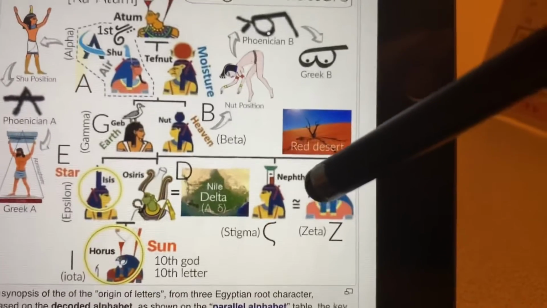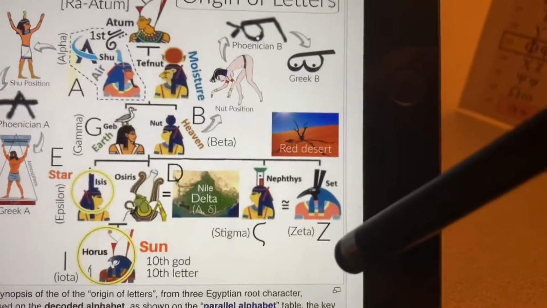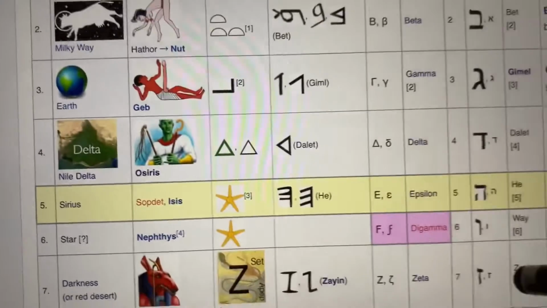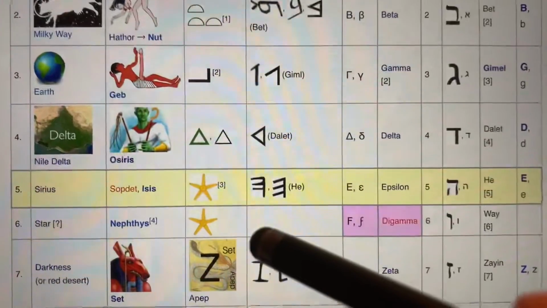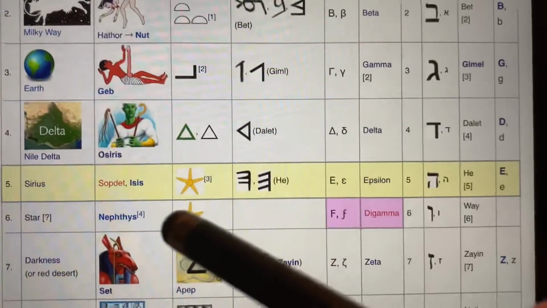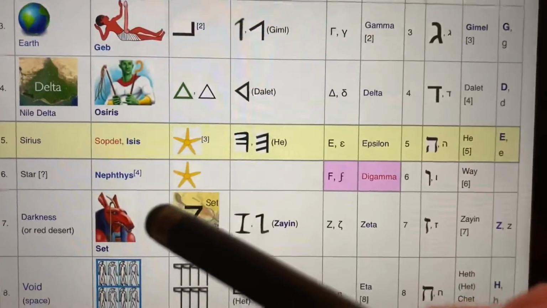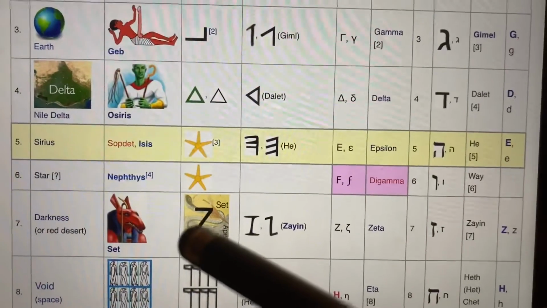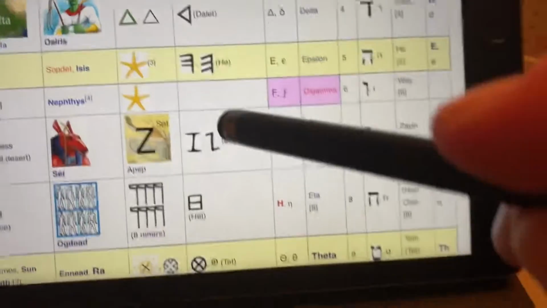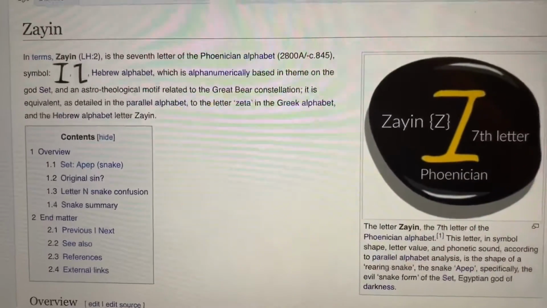So then we have stigma 6 and zeta 7. Now, stigma or digamma is Nephthys, that's Isis's sister, or Set's wife. And Set, who is letter number 7 here, is the shape of a snake. And this is deciphered from the Phoenician Zayin, which phonetically sounds like Satan.